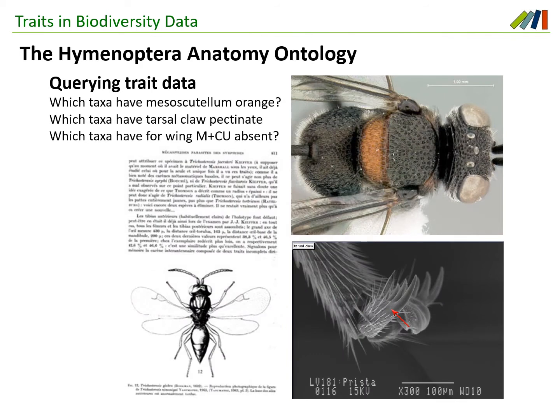Once we have a broad sample of characters scored across Hymenoptera, we query the database to find taxa with particular combinations of traits. This can be useful for identification or to study the evolution of particular traits.